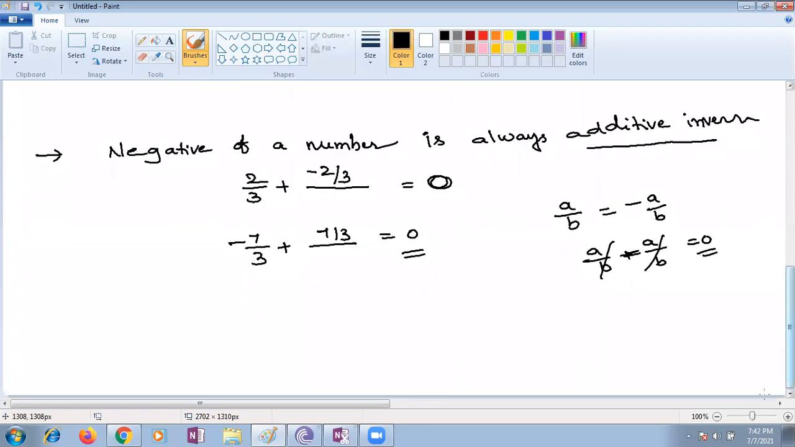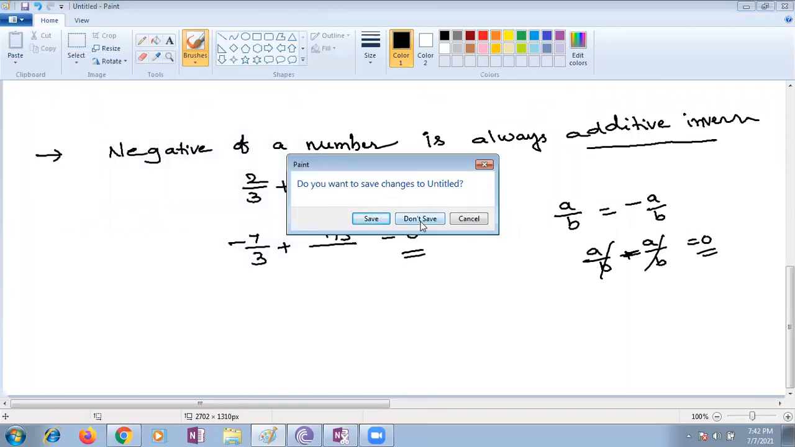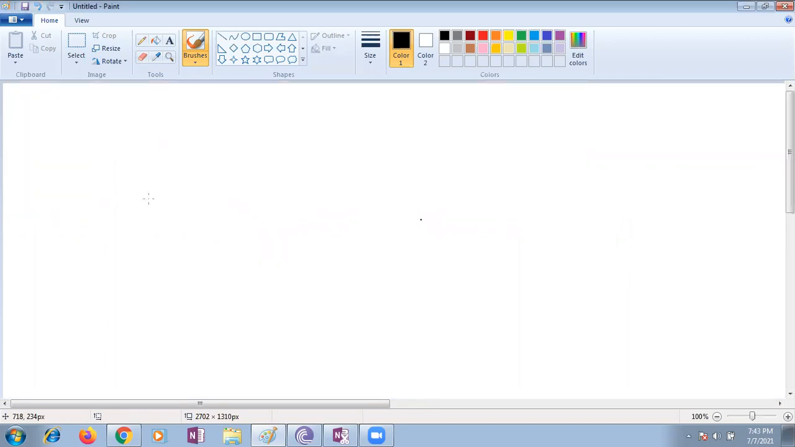Next one. Reciprocal or multiplicative inverse. Both are the same, children. What is the reciprocal of a number? The numerator becomes the denominator, and the denominator becomes the numerator. That's all, interchanging. Reciprocal, another name is multiplicative inverse, and it is used in division.